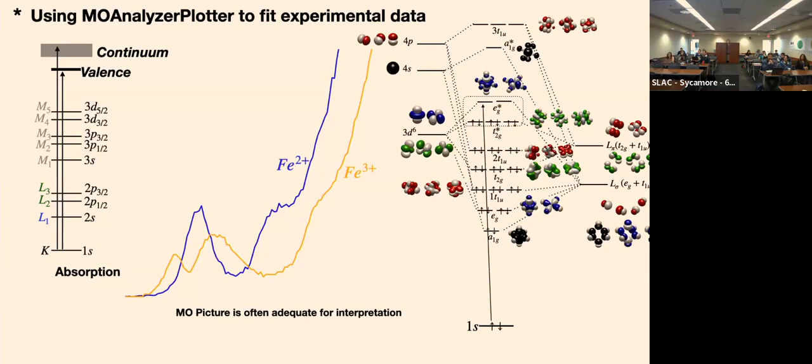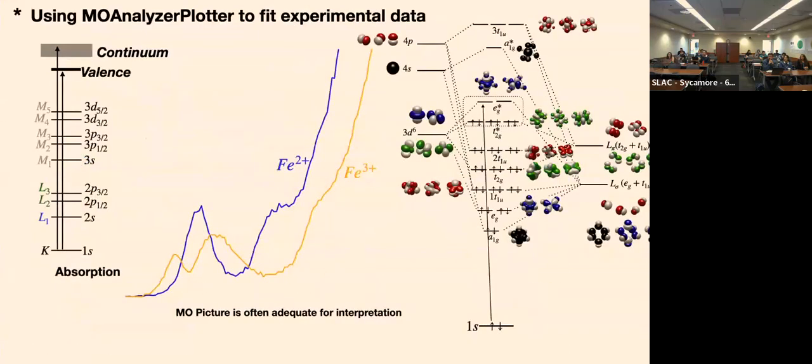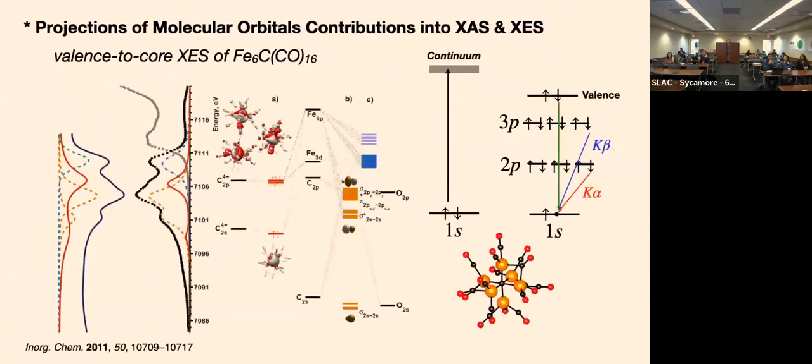Another example is X-ray emission spectroscopy, the valence to core region, where you can almost interpret your spectra with molecular orbitals. It just depends on what the electron that is making the transition is subject to in the surroundings, how much is changing while the transition is happening. So we will assume that approach.